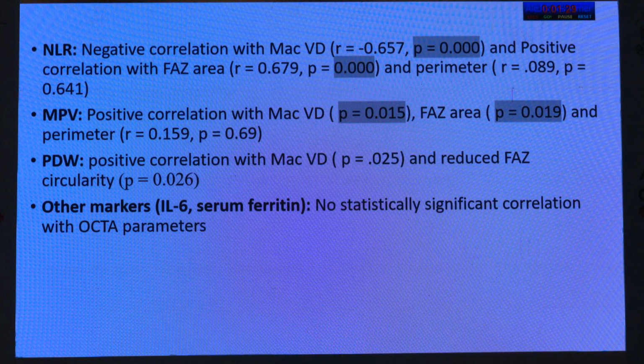So this is the gist of it. Neutrophil to lymphocyte ratio had a negative correlation with macular VD and a positive correlation with FAZ area and perimeter. Mean platelet volume had a correlation with macular VD, FAZ area and perimeter. Platelet distribution width had a correlation with macular VD and reduced FAZ circularity, that is, FAZ circularity was distorted in patients with increased platelet distribution width. IL-6 and serum ferritin did not show any statistically significant results in our study.